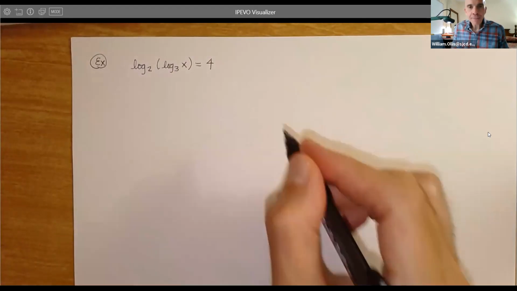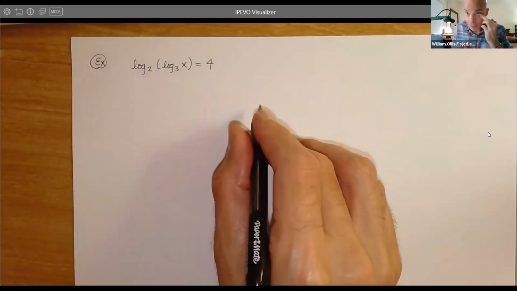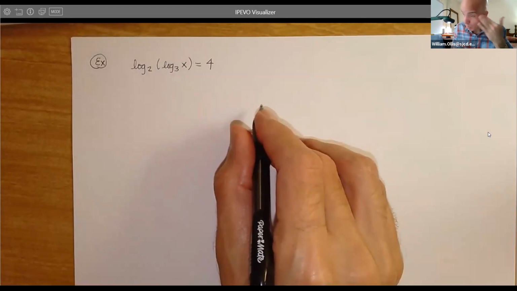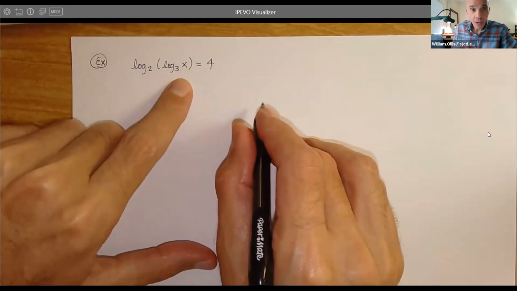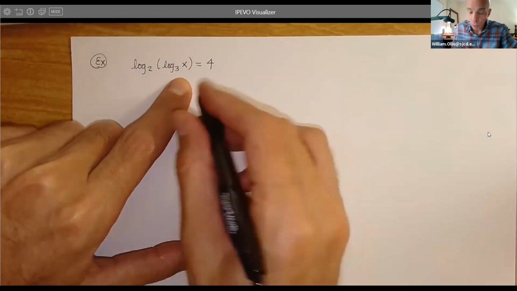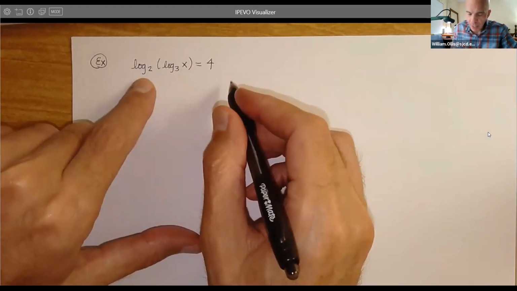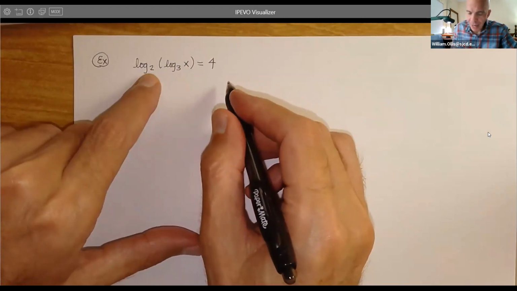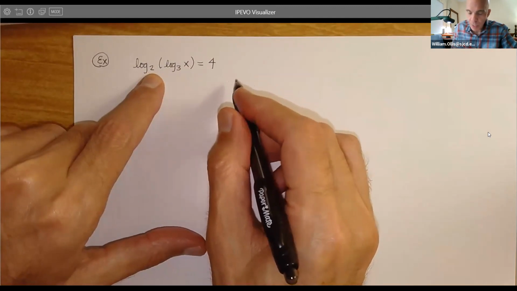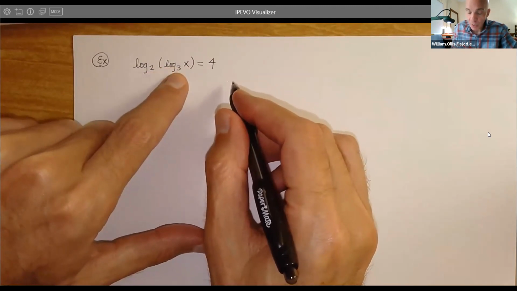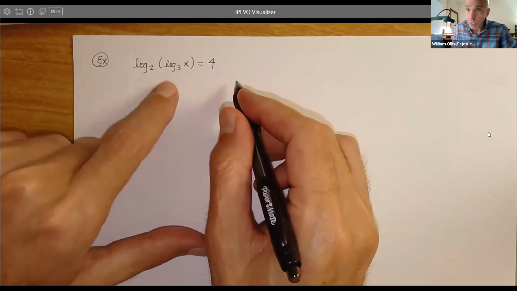Now, again, when you look at something like this, you're thinking, oh, okay, well, I've got the logarithm of a logarithm. So what's a logarithm? It's a power of the base. So when we look at this, we see the power of 2, in this particular case, that equals the base 3 logarithm of x is 4. That's what a logarithm is.